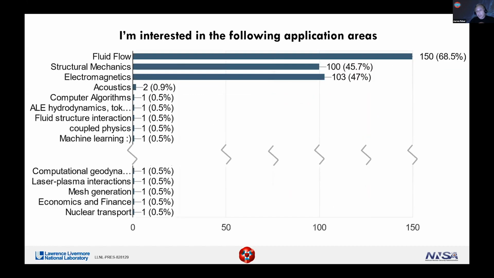In terms of application areas, as we suspected, fluid flow, structural mechanics, and electromagnetics are the main application areas. We have breakout sessions to talk about those application areas toward the end of the day, which reflects that. But I was also interested to see there are all sorts of interesting and weird applications. I was surprised to see economics and finance in there using a finite element library. I'd be interested in seeing what that person is doing.